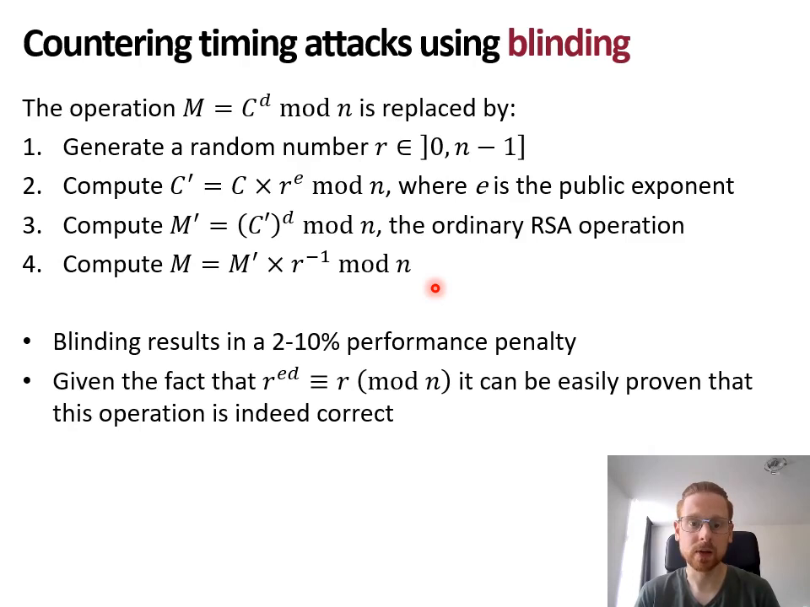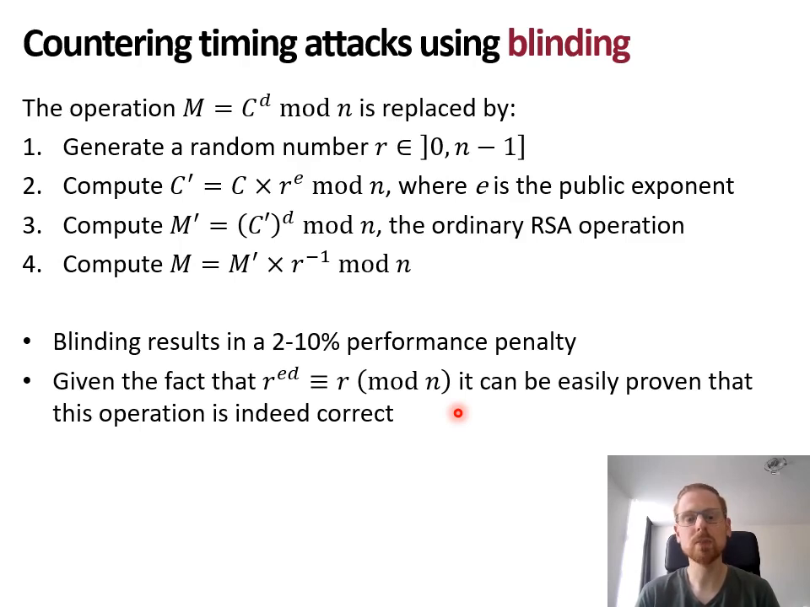As an attacker can only intercept C but not C', and does not know r, based on the timing of this operation, the attacker will no longer be able to derive useful information, as the attacker should know C to be able to derive this information. We can prove that this operation indeed gives us m by using the fact that r to the power ed equals r modulo n. I invite you to try to calculate this on your own.